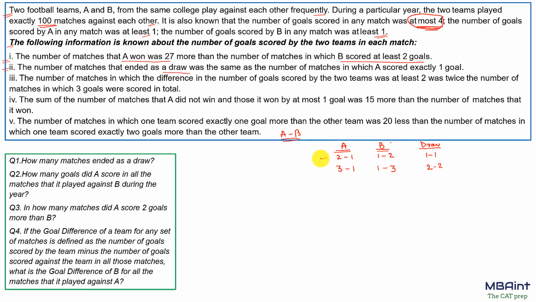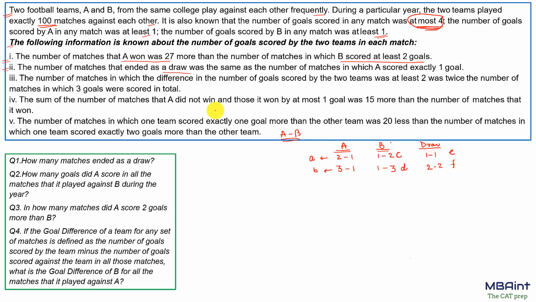So let's name each of them. Let's name this as A, the number of matches in which the score was 2-1 and A won. Similarly, name the number of cases as B. Similarly, name this as C, this as D, this as E, and this as F.